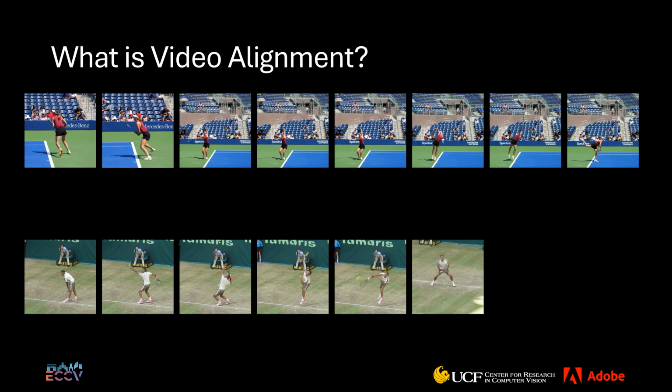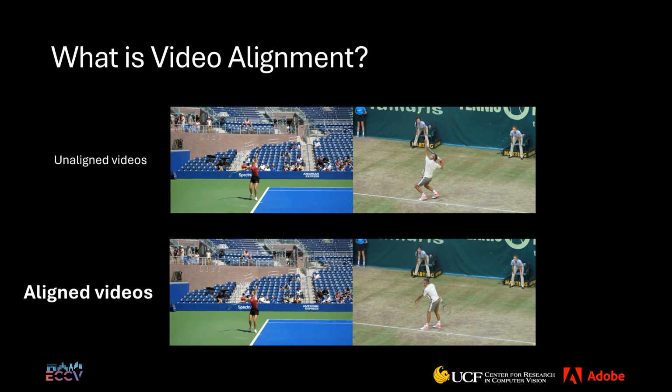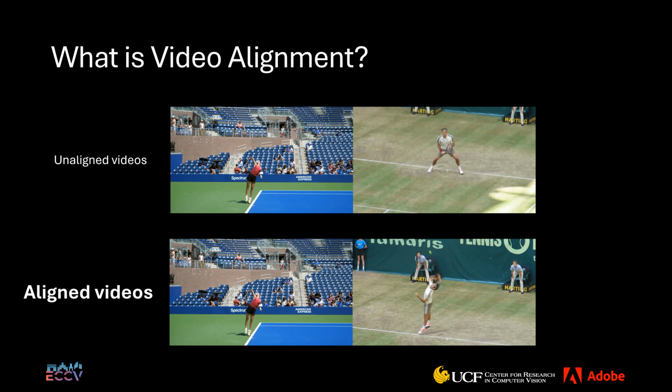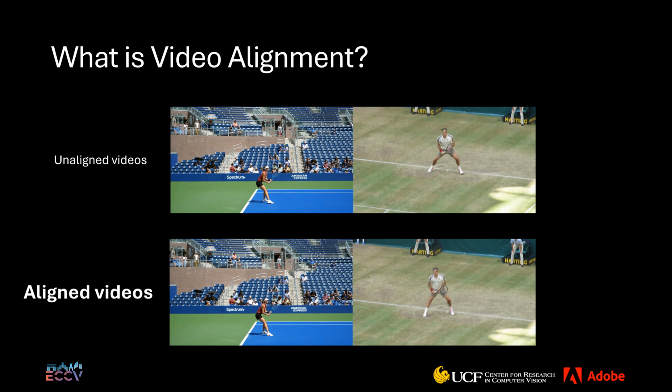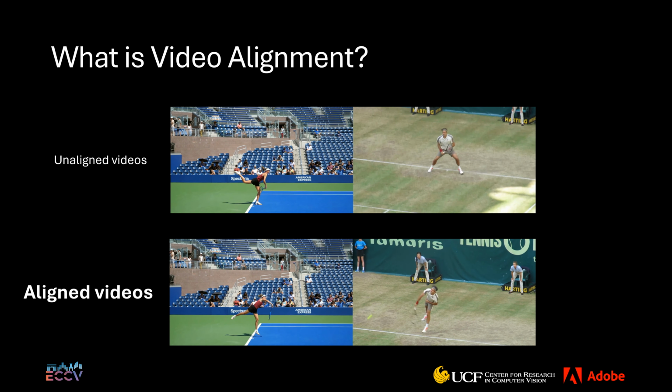Video alignment addresses this by synchronizing action phases, warping the videos so that key events occur simultaneously. In this example, we focus on three main events: the ball being released from the hand, the racket swinging fully back, and the ball making contact with the racket. The goal is to ensure these moments are perfectly aligned across both videos. Once these key events are aligned, the videos can be played synchronously, as shown in the bottom video. Now both actors are performing the same action phase at the exact same time.